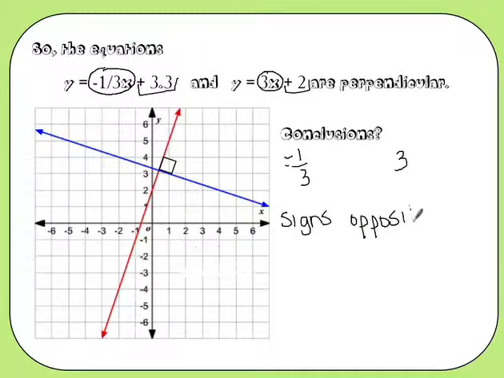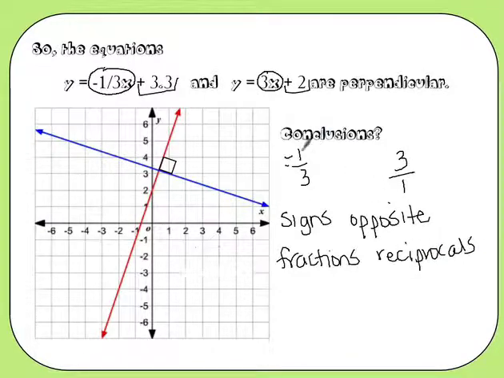So that is the first thing to look for with perpendicular slopes, is that one has to be negative and one has to be positive to have this nice intersection here. So the signs have to be opposite. And the next thing I notice is that the fractions 1/3 and 3, if I turned 3 into a fraction, are reciprocals. And if you remember, reciprocals are fractions that you turn upside down from one another. So 1/3 is the reciprocal of 3 over 1, and vice versa.